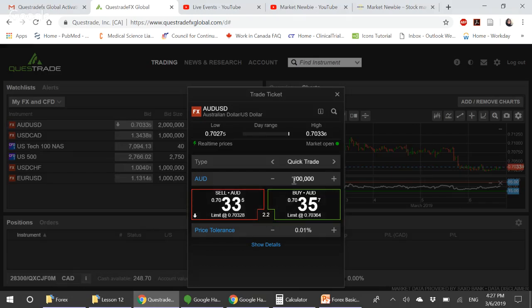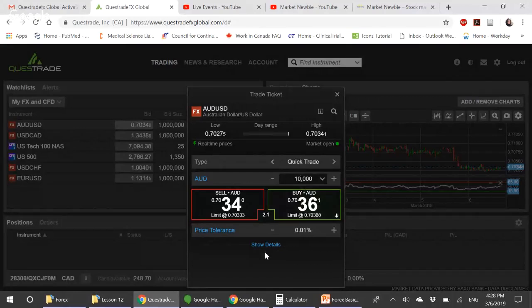Okay, now when we are talking about a lot, we're talking about 100,000 units of this currency pair, which is Australian dollar over US dollar, that constitutes 1 lot. If I want to go half a lot, I'll bring it down to 50,000. If I want to go quarter of a lot, I'll bring it down to 25,000. If I want to buy a mini lot, I can go down to 10,000. So it is up to me how many lots I can buy.